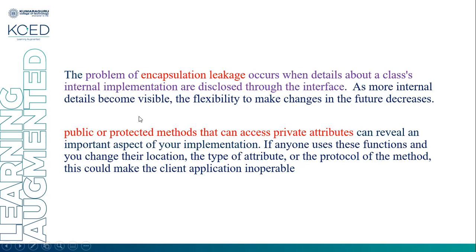When you declare a protected method that can access the private attribute, that can reveal an important aspect of the implementation. Encapsulation leakage means that your secrecy is leaked outside, and then it will create a lot of problems.